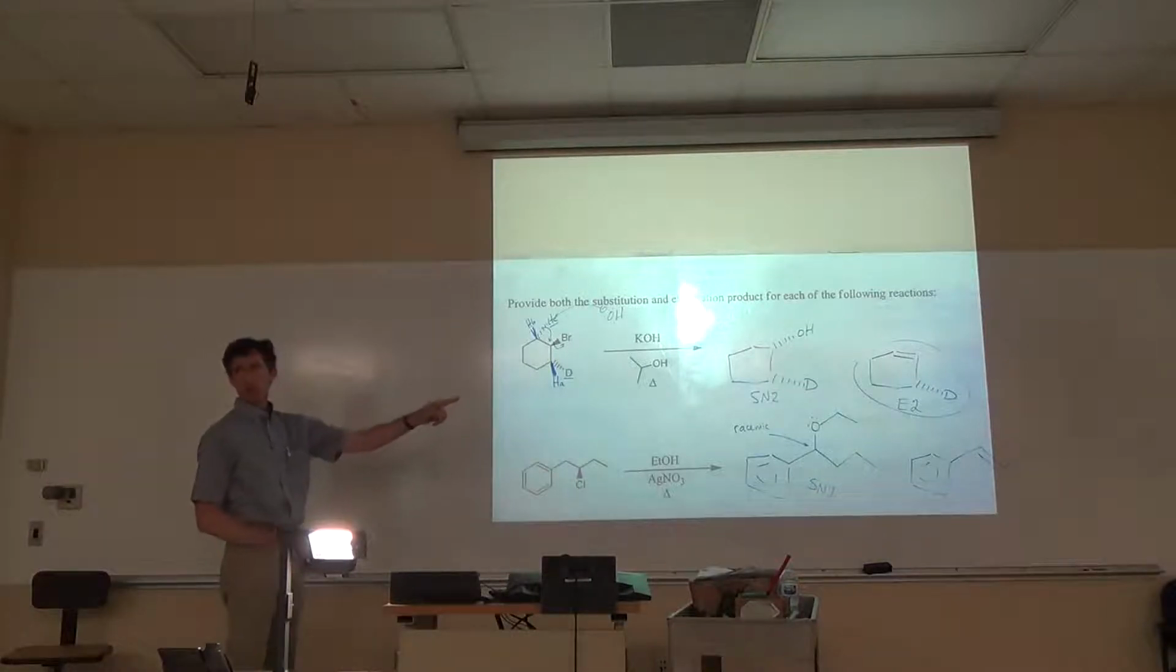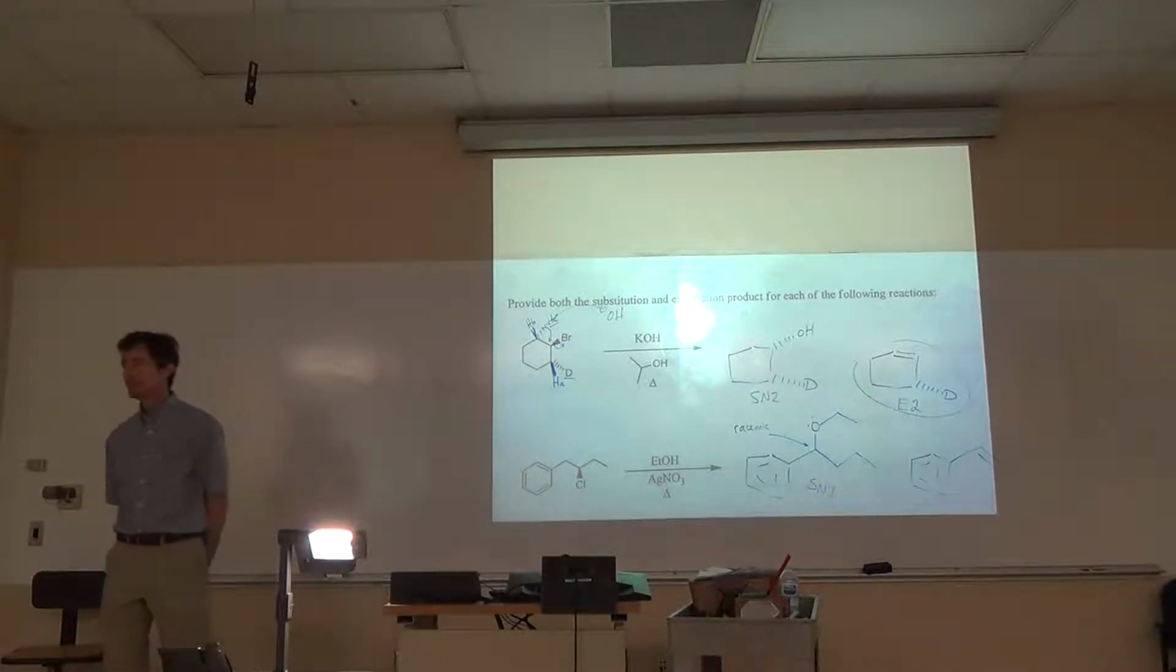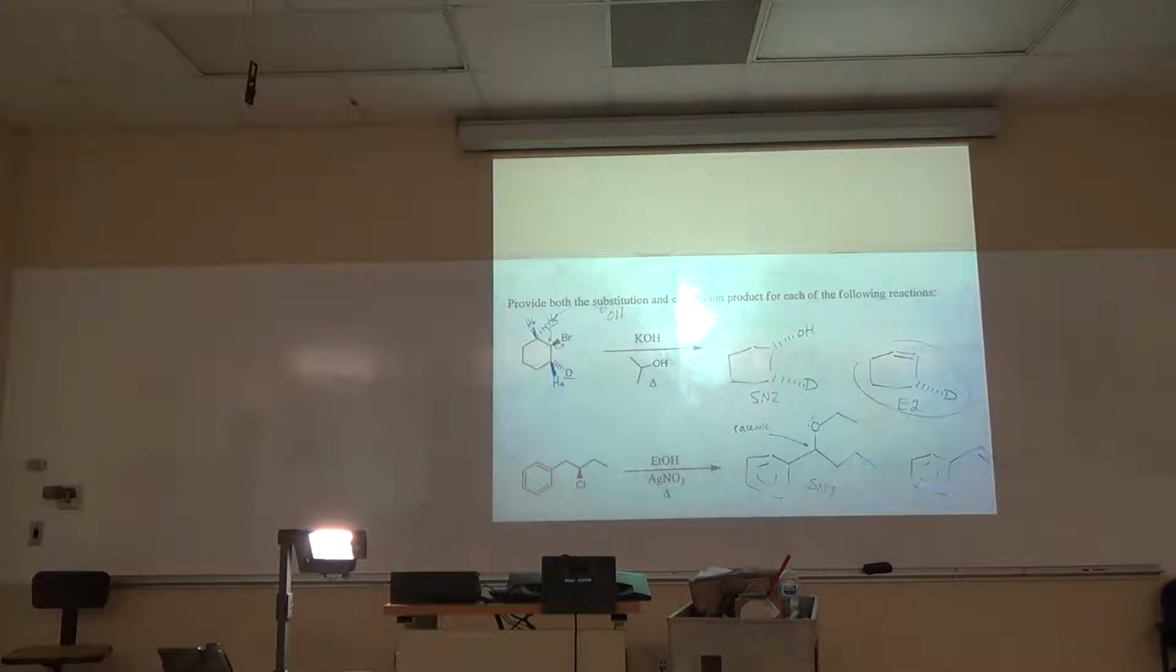Why did I draw that double bond E and not Z? What type of product does E1 give? E1 always gives the best alkene possible. Ultimately, because E1 is thermodynamically driven.